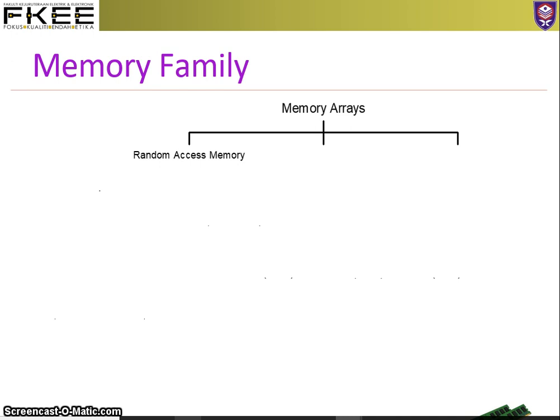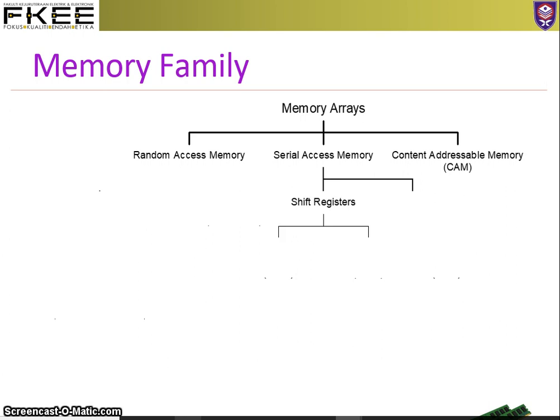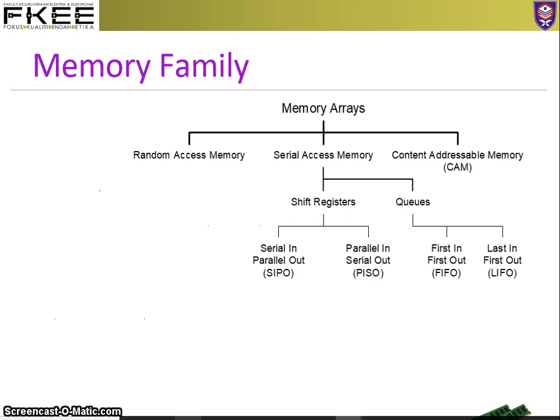So in terms of memory family, we can categorize it under random access memory, serial access memory, and content addressable memory. Under serial access memory, we have a shift register, which is serial in, parallel out. We have parallel in, serial out, data coming in parallel but out in serial. And then we have queue, which is first in, first out, and last in, last out.